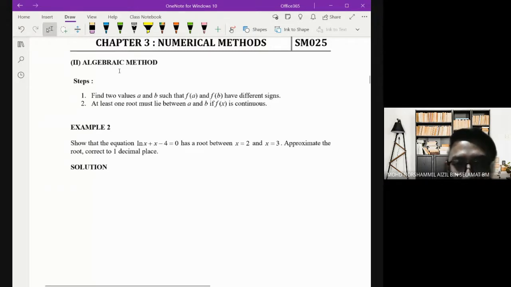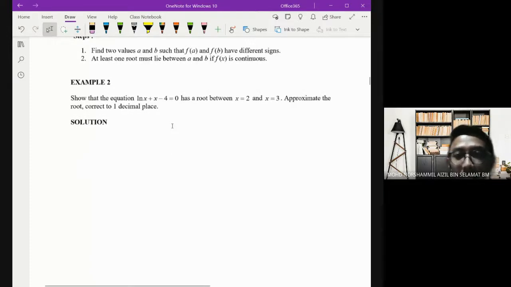Alright. So take a look at the next method. We call it algebraic. Yang ni senang lah. Algebraic method ni macam yang saya dah pakai tadi tu. Dia main anggaran macam tu. Tapi kita tengoklah cara dia macam mana.